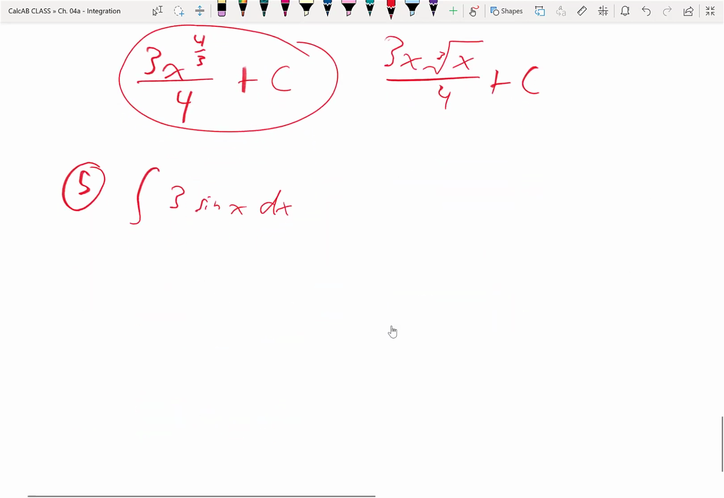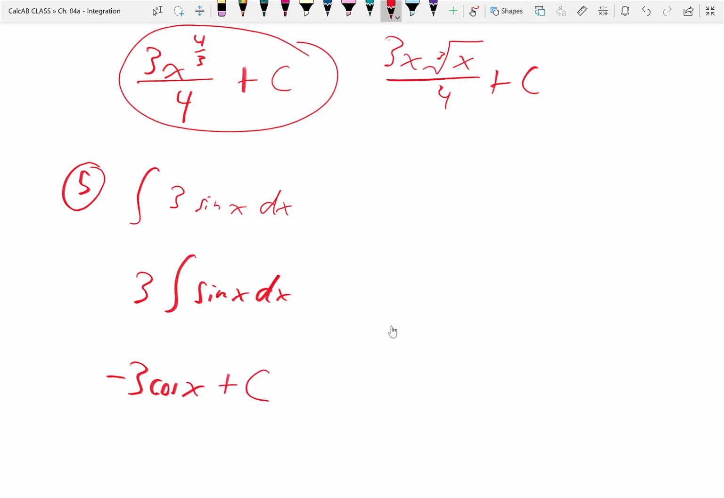Let's do some trig. Remember, the 3 can come out, so this is really the integral of sine x dx. And you're just basically saying, what's the function whose derivative is sine? Negative cosine. So you get negative 3 cosine x plus a constant.